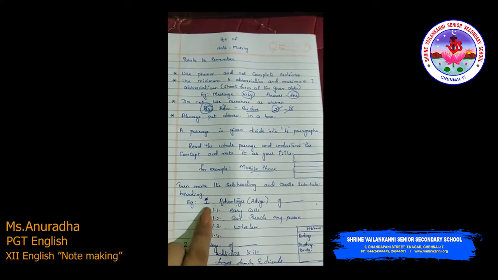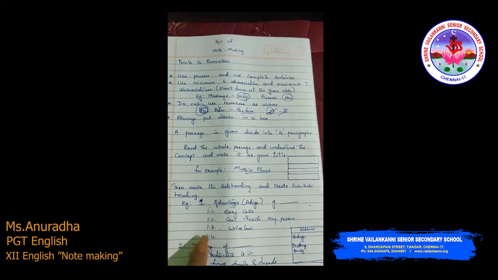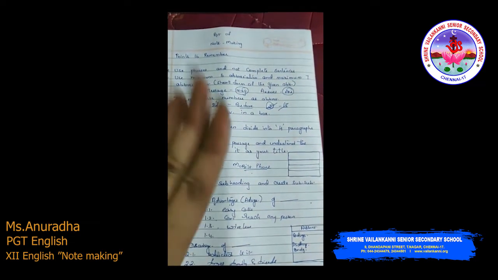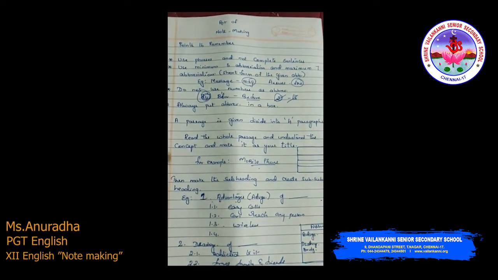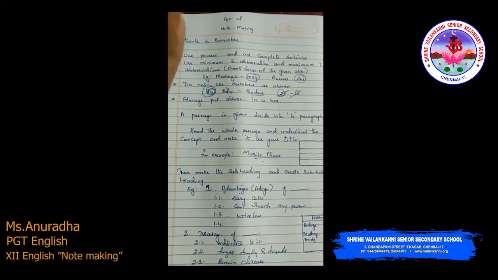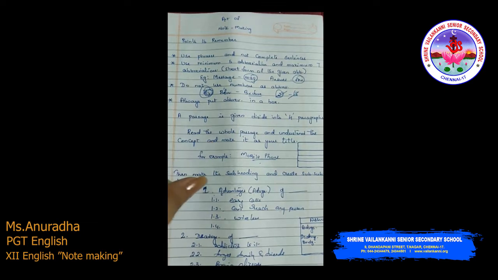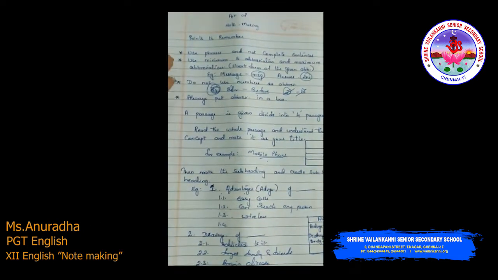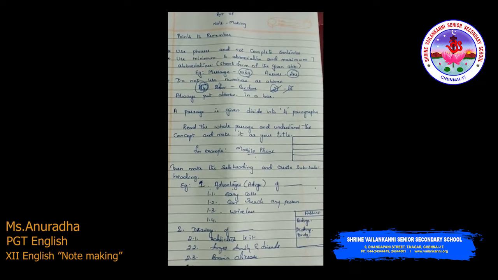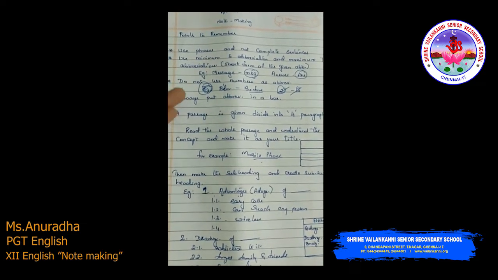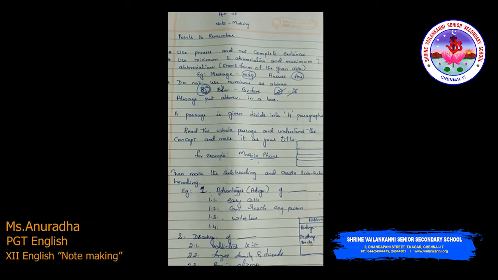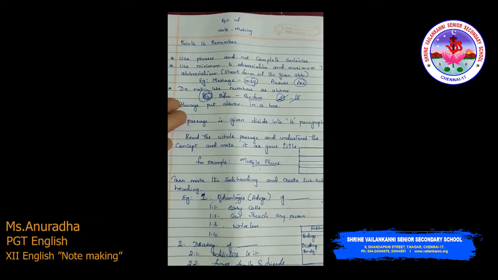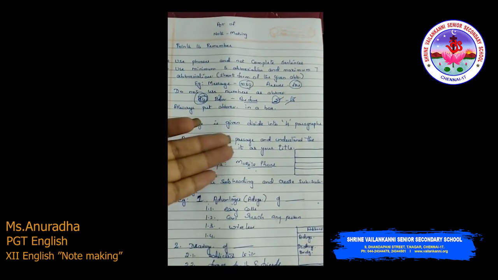Then you make 1.1, 1.2, 1.3 and 1.4. Each subheading should have 4 minimum sub-subheadings. Remember, 4 minimum, otherwise marks will not be given. So for example, what are the usual advantages of a mobile phone? Easy calls. Yes, you can reach any person at any place. Yes, it is wireless. Yes, it can be taken anywhere. That's why it is called a mobile phone.